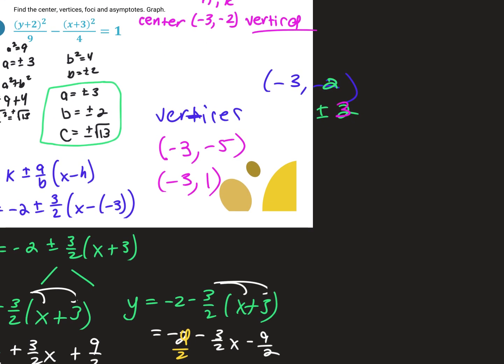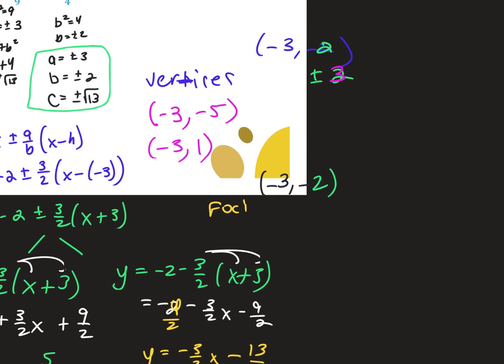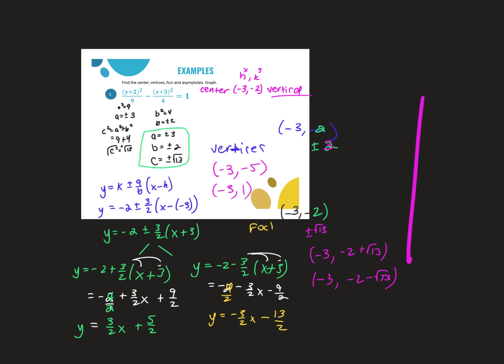How do I find my foci? I'm going to take my center, which is negative 3, comma negative 2. And what am I adding to where? Plus minus the square root of 13 to the negative 2. So my foci is going to be at negative 3, comma, negative 2 plus the square root of 13, and at negative 3, comma, negative 2 minus the square root of 13. Everybody agree? All right, quick pick.